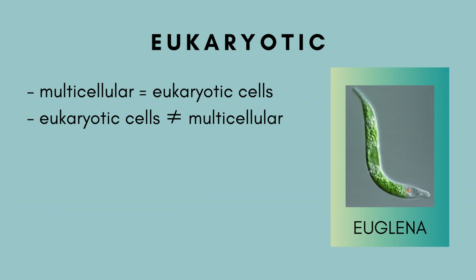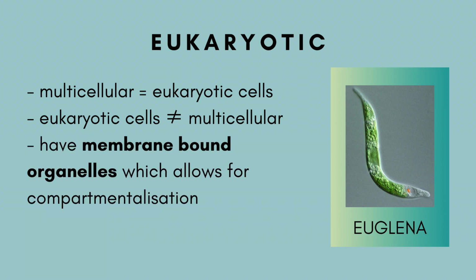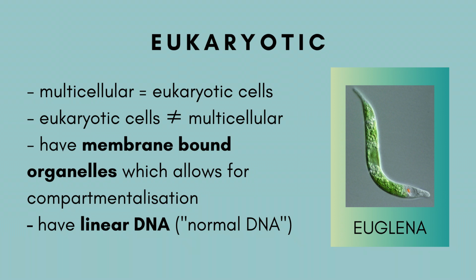Eukaryotic cells also have membrane-bound organelles, including the nucleus. Prokaryotic cells do not have membrane-bound organelles. Prokaryotes are like 100 people all working in one space, where eukaryotes are the same way, except each person has their own room, with walls to work. It's far more productive to compartmentalize like this. Eukaryotes also have linear DNA, which is what we'd consider normal DNA.